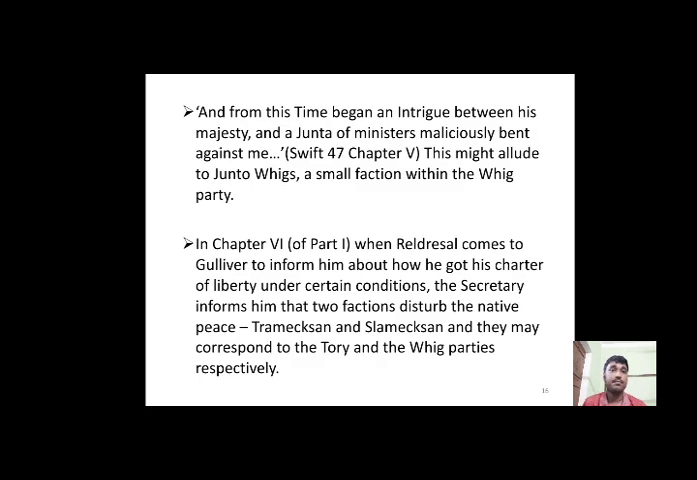Next, now I have quoted some parts. Let me read them out. "And from this time began an intrigue between His Majesty and a junta of ministers," as I told you, junta Whigs or junta of ministers, "and the junta of ministers maliciously bent against me." This you will find in chapter number 5. In chapter number 6, when Reldresal comes to Gulliver to inform him about how he got his Charter of Liberty under certain conditions, the secretary informs him that two factions disturb the native peace, namely Tramaxan and Slamaxan. Now, these two factions clearly bear correspondence to the Tory party and the Whig party, respectively.